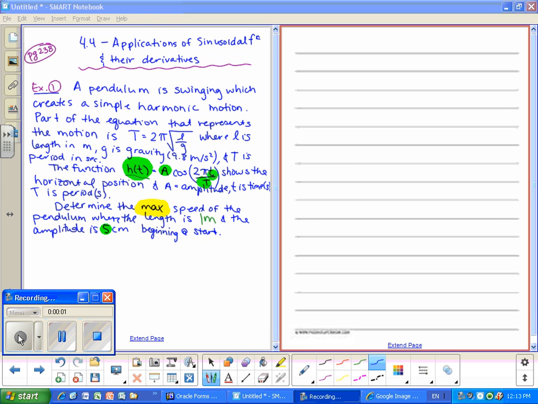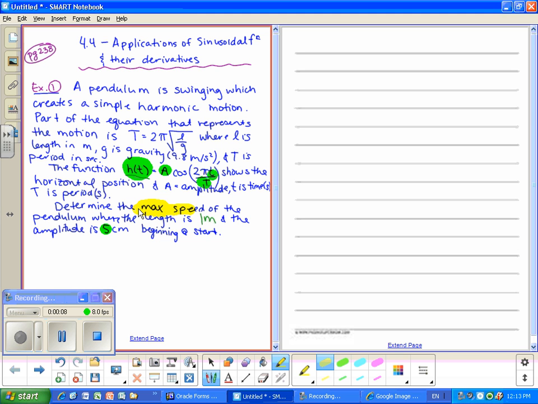Questions always go to the end part. What is the question asking? So we are asked here, so I'll highlight it again, for the maximum speed. So if we have to look at speed, we are given h of t. That's your displacement. So if we're looking for speed, what do we have to do?